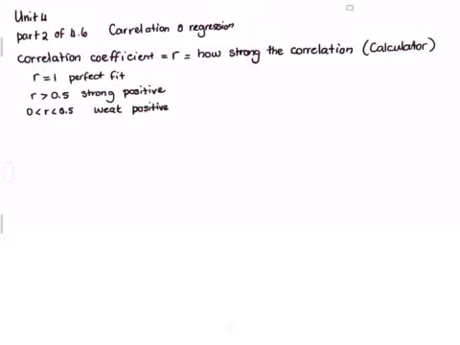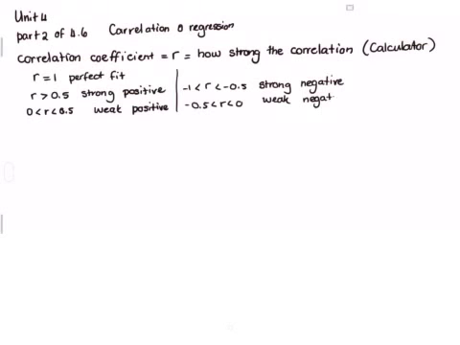And then it works the same with negative. If R is -1, it's also a perfect fit. But if R is between -1 and -0.5, it is a strong negative. And that just means that as your x value increases, your y value decreases. And if it is between -0.5 and 0, it's a weak negative.